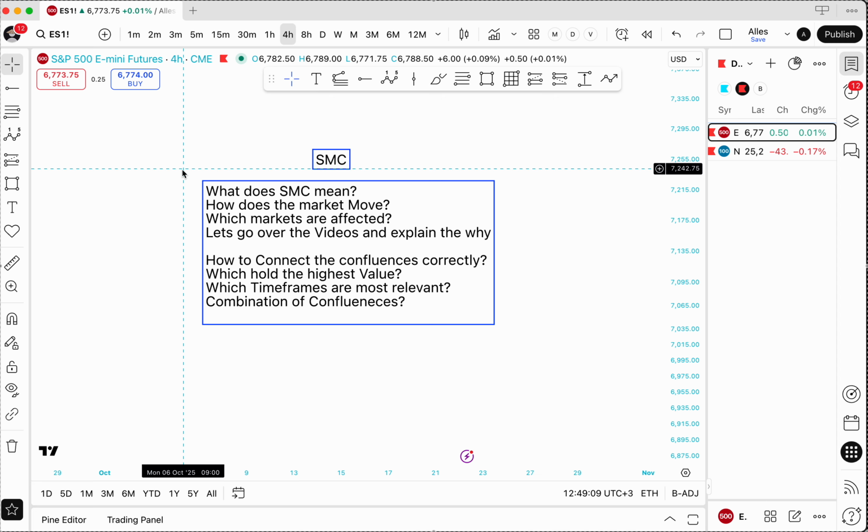Just keep in mind, this is really simplified. It's not 100% accurate of what's really happening, but it's simplified for you to understand. So now there is the smart money, and the smart money enters with enormous amounts of money.